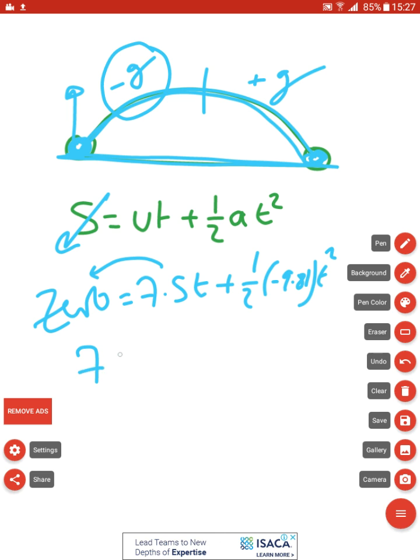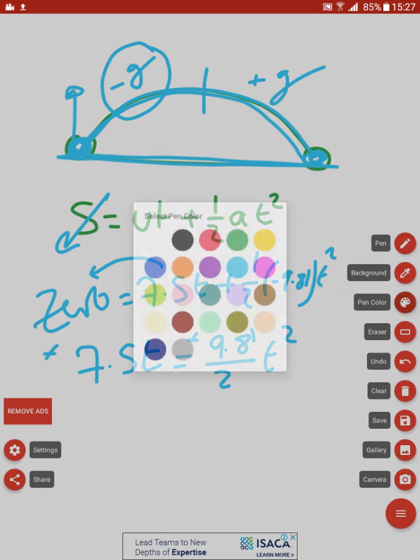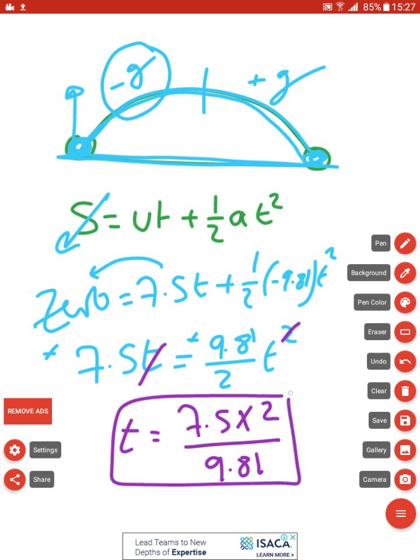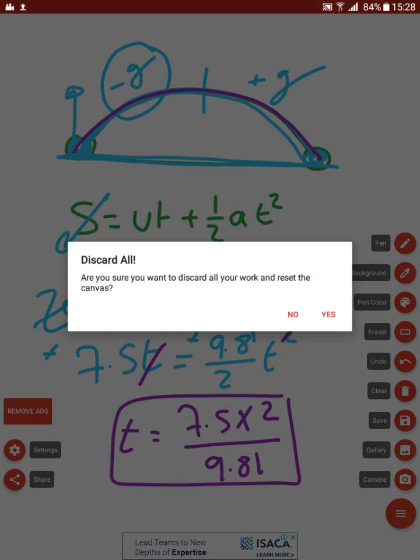Take this to the other side: 7.5 t = 9.81 over 2 t². We have a negative sign from here and a negative sign from gravity, so you can cancel these together, and t with t squared. So time equals 7.5 multiplied by 2 over 9.81. In this way, I can find the total time of the object if it comes back to its original place.